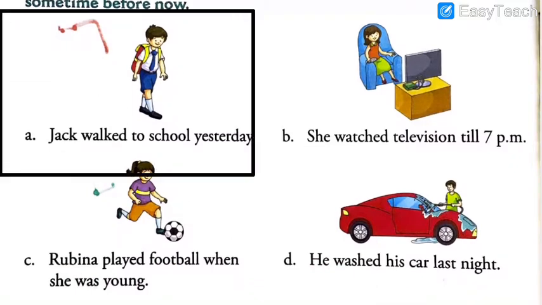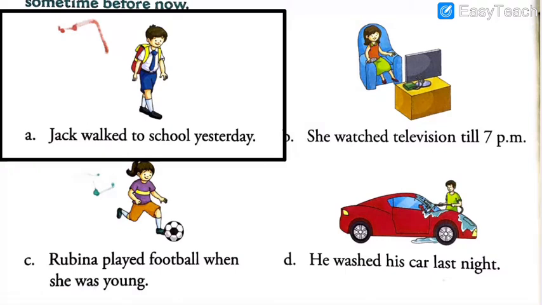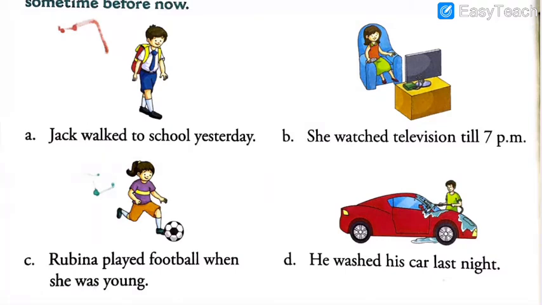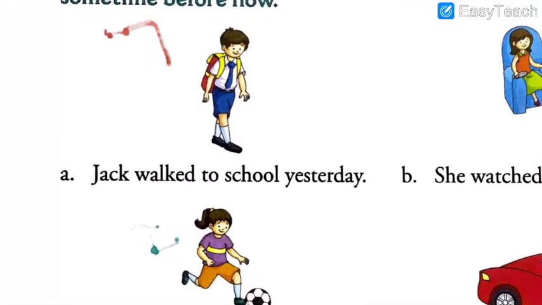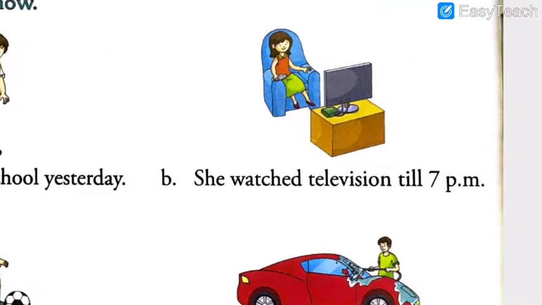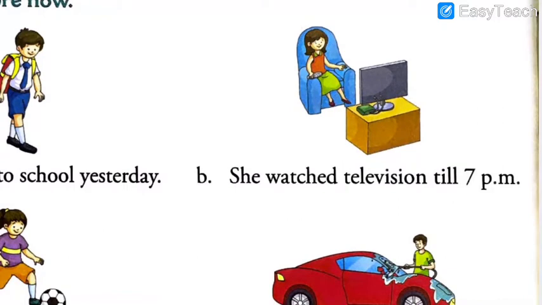So the examples are given with the picture for you to understand it more precisely. Let us read and underline it. Jack walked to school yesterday. Jack walked to school. So what is the verb here? Walked. Next picture is she watched television till 7 p.m. What did she do? She watched. Which action did she do? Watched.